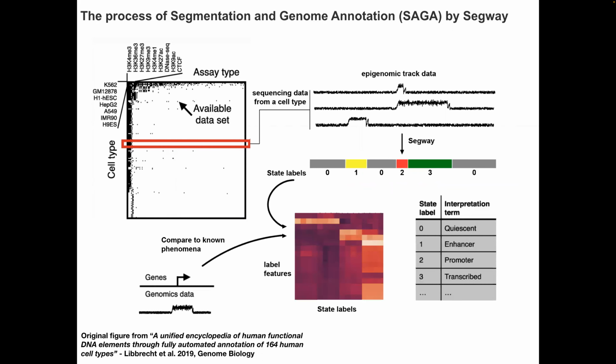In the second step, an automated process assigns human understandable interpretation terms to each state label, such as quiescent, enhancer, and promoter. This is done based on the features of the state label, such as average track values throughout the genome and their placement around the genes.